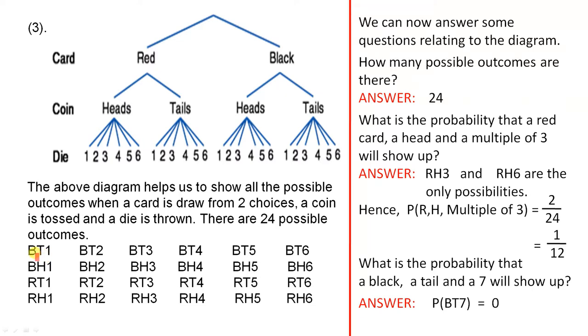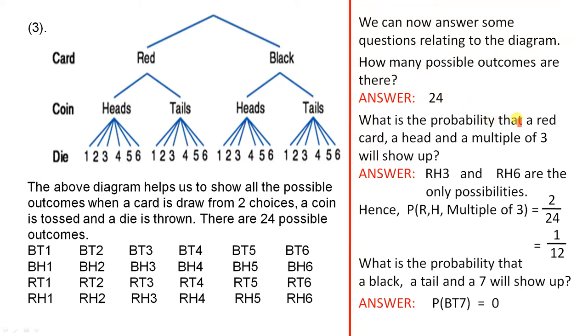As far as the cards are concerned, you can have black, tail, 1. Okay, so that's one possibility. Then you can have black, tail, 2, black, tail, 3, black, tail, 4, etc. And then you go black, head, 1, black, head, 2. So you just do those systematically, and you'll see from the tree diagram there are 24 possibilities. We can now answer some questions relating to the diagram. How many possible outcomes are there? There are 24.